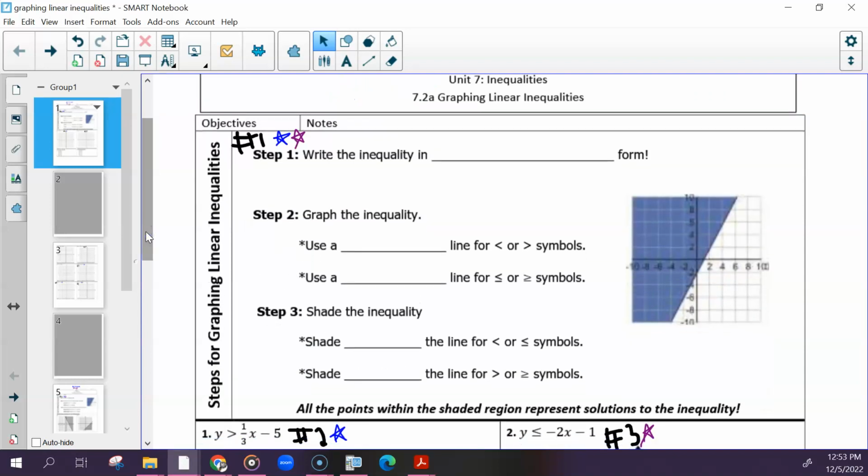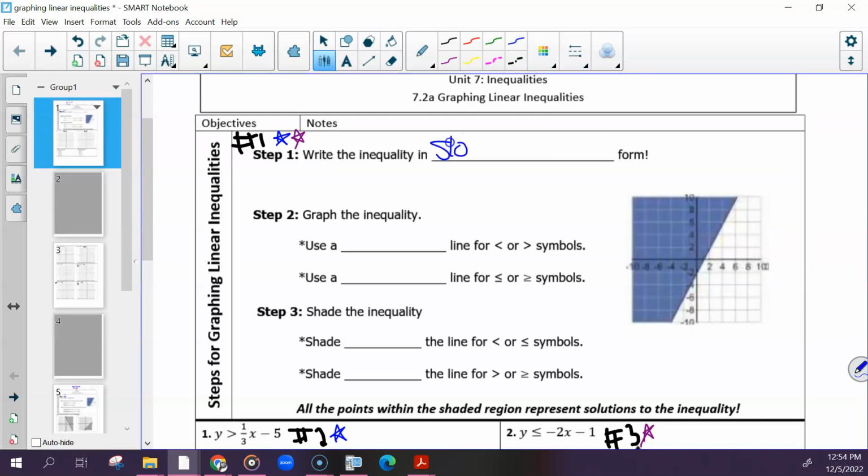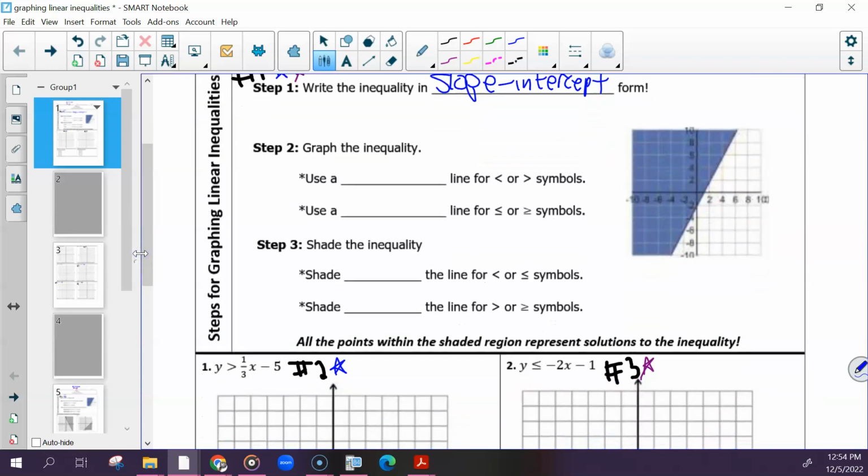Graphing inequalities is very similar to graphing lines in general. There's just a little bit of differences. They both need to be in slope-intercept form before anything else. And then here is where it's a little different. When we graph our inequalities, we're going to be graphing it specifically based on the symbol.